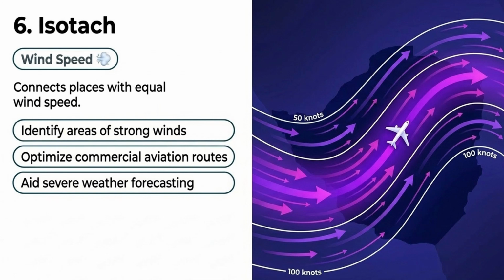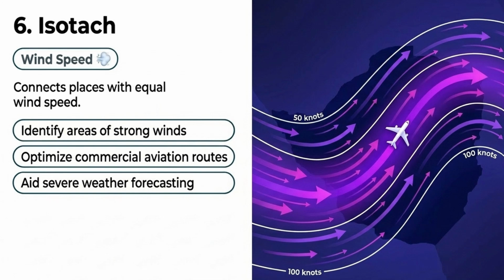Now let's learn about another important isoline, that is Isotach. An isotach is a line that connects places having the same wind speed at a particular time. Here, wind speed is usually measured in knots or kilometer per hour. As you can see in the figure, places with a wind speed of 50 knots are connected by one isotach, while places with 100 knots are connected by another isotach.